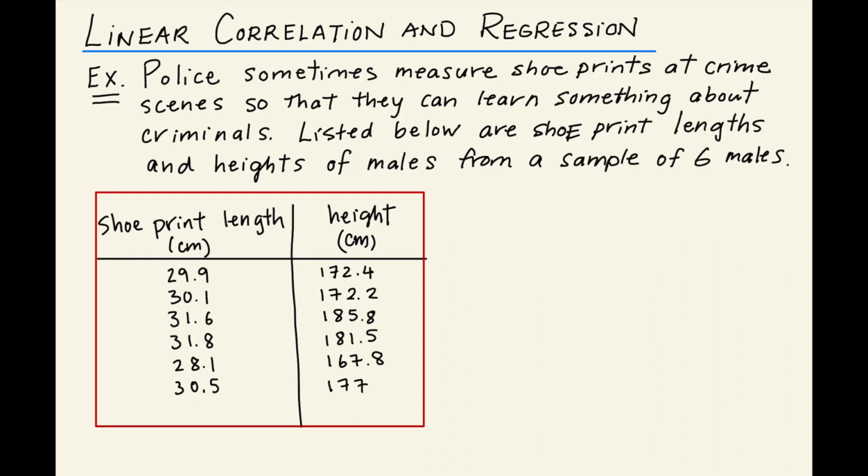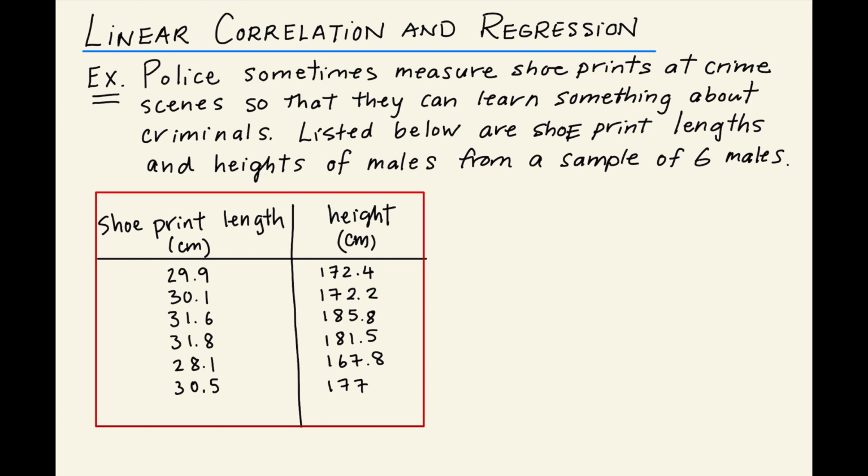So this is going to be a quick linear correlation and regression example. In this example, police sometimes measure shoe prints at crime scenes so they can learn something about criminals. Listed below are shoe print lengths and heights of males from a sample of 6 males.